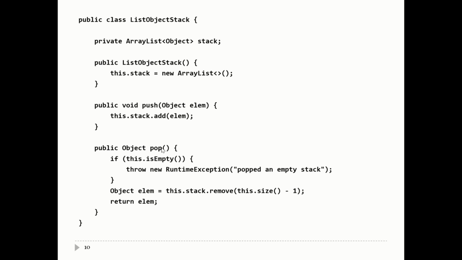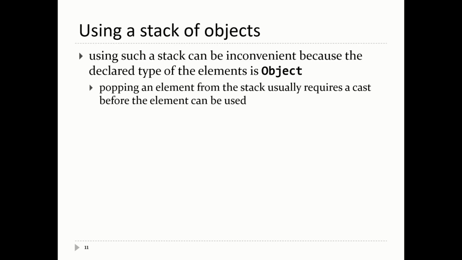There's no change compared to our original string stack class, which also used a list. All that changed is object. So that's object instead of string, object instead of string, object instead of string. Again, almost no changes. The problem with this approach is that it's really inconvenient because everything's an object. So if you pop an element from the stack, you get back an object.